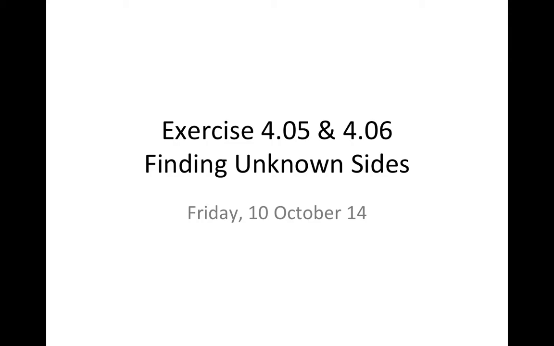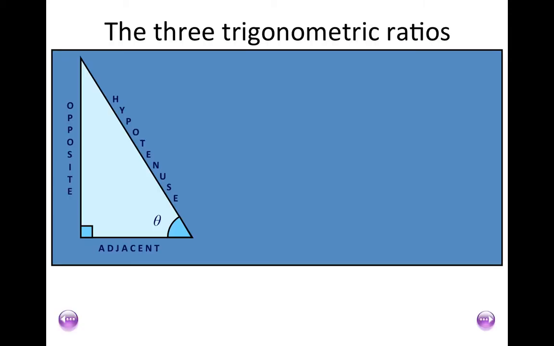So today's lesson was on exercise 4.05 and 4.06, which is finding unknown sides. This is just a recap just in case you got confused because you still have a few more days to do your homework. Just as a recap, we were looking at how to actually name triangles in relationship to the angle, which is really important.